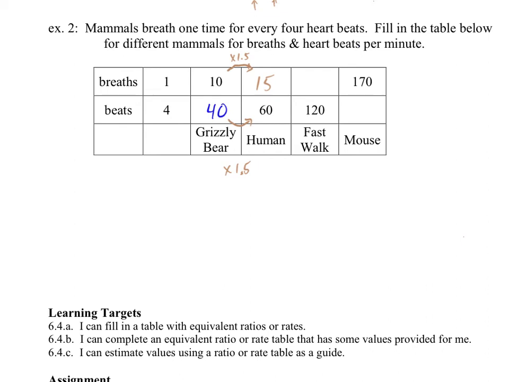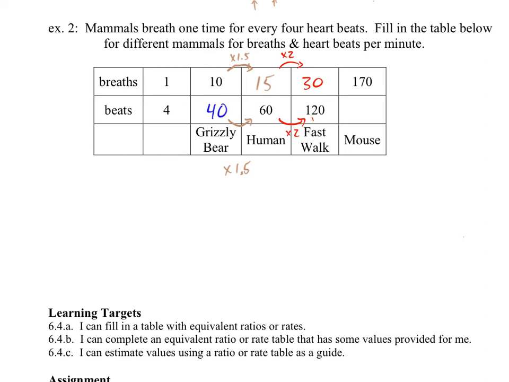All right. So, boy, what do you want to do? Should we go 60 to 120? Yeah, times 2, right? Because that right there we just multiply by 2. So if you're doing a fast walk, you're going to have about 120 beats a minute. And how many times should you breathe at a fast walk? 30. You guys tracking with me so far?